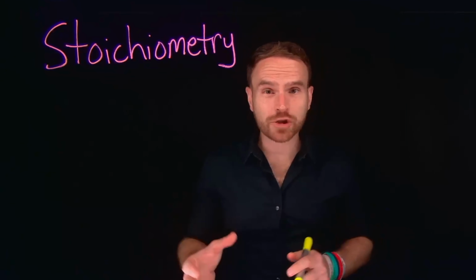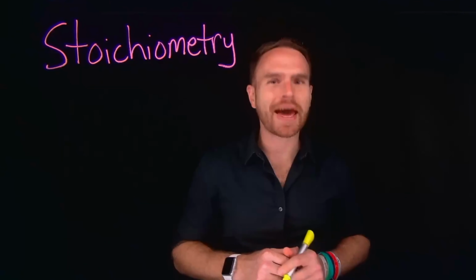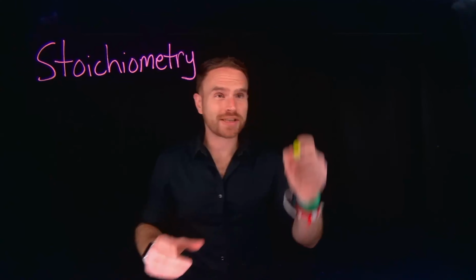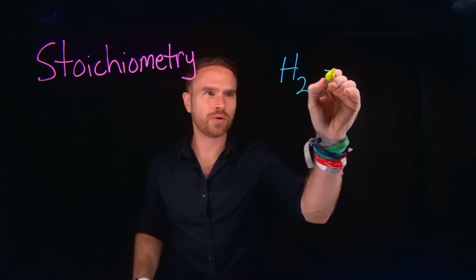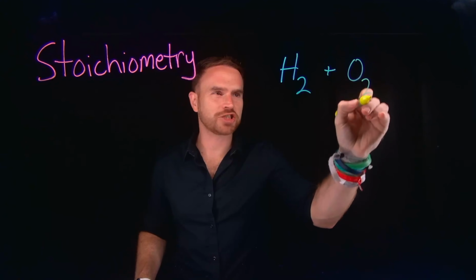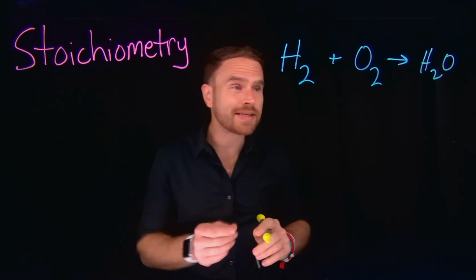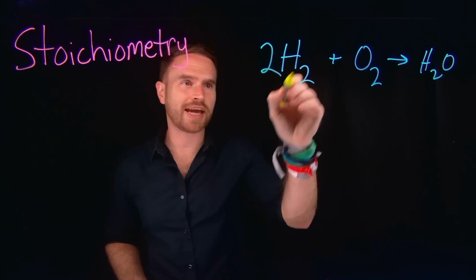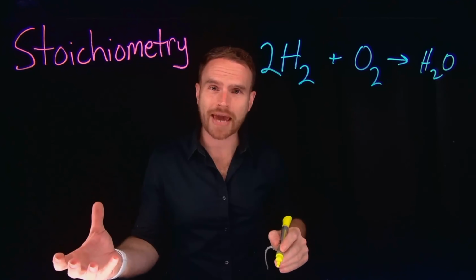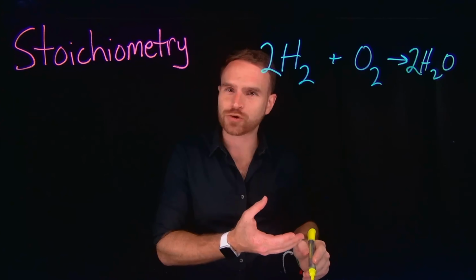If stoichiometry is the math that we use to convert reactants into products, it all begins with having a balanced chemical equation. For example, take the reaction between hydrogen gas, or H2, and O2, which is oxygen gas, to give us water, H2O. Before we begin, we need to balance our chemical equation. I can place a coefficient of 2 in front of H2 to give us 4 hydrogens on the reactant side, and a 2 in front of H2O to give us 4 hydrogens on the product side.